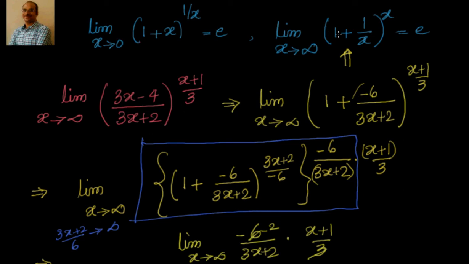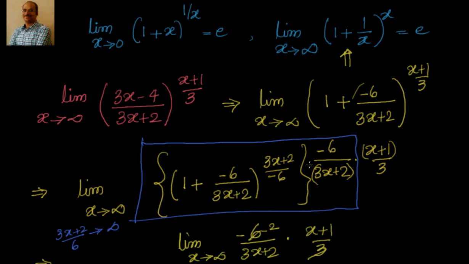Now first I don't see 1 there, so I try to manipulate the given expression in such a way that I can get it in the form of 1 plus 1 by x. Now once I have 1 plus 1 by x, I should have it to the power of x, so that I can say the limit of this is equal to e. But unfortunately I don't have it, so I have to nullify it again.